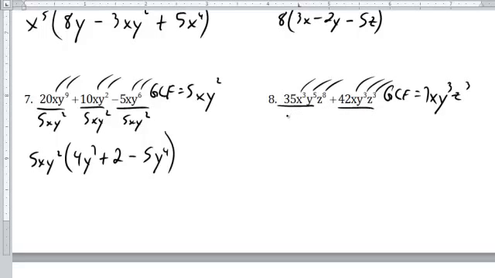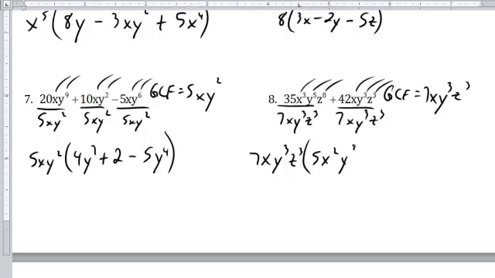And that's what you're going to divide each of those out by: 7x, y cubed, z cubed. Okay, so I'm going to write that on the outside. And then the inside, I'm going to get 5x squared, y squared, z to the 5th. Right? That's basically just canceling all that out.